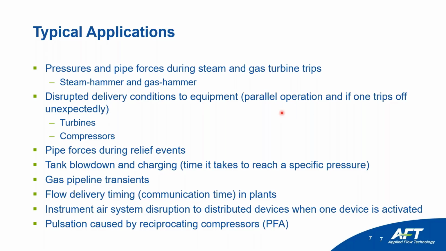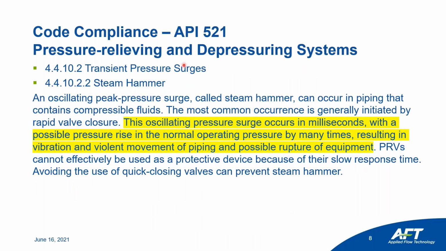So now let's talk about how some codes address some of these applications and what suggestions they have. Let's start with API 521, pressure relieving and depressurizing system, in section 4.4.10.2, where it talks about transient pressure surges. In section 4.4.10.2.2, it talks about a steam hammer, and it defines the same.